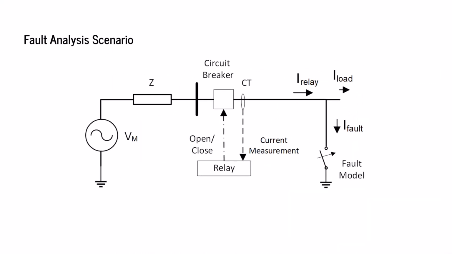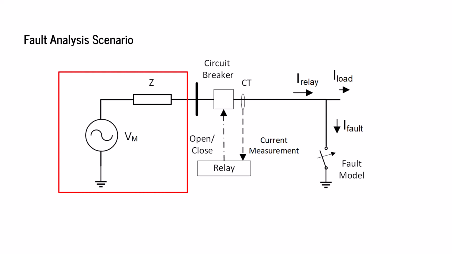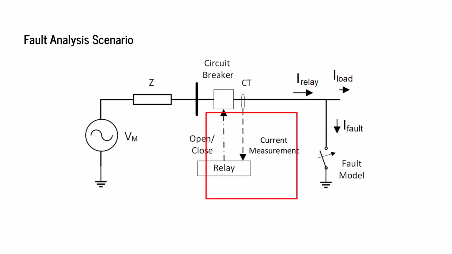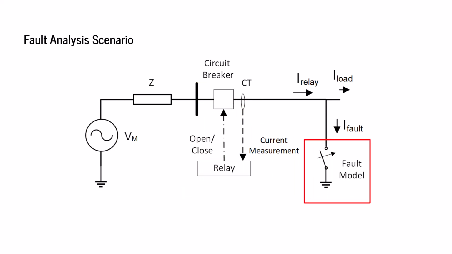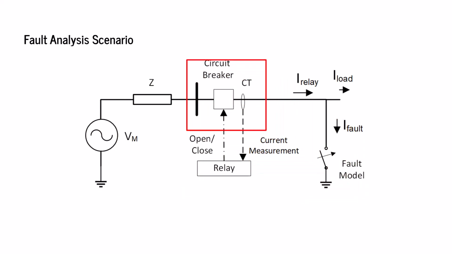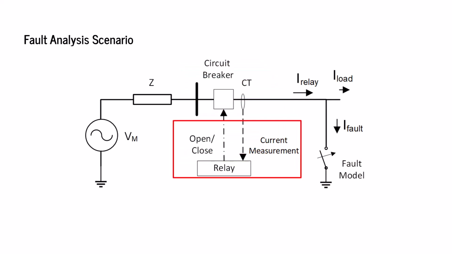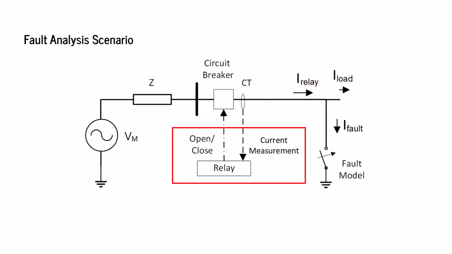The scenario we will be analyzing is a single source radial system with fault location as shown here. In this scenario, we have a power system with voltage source and source impedance, a single phase fault modeled by an ideal switch, a circuit breaker set up to clear a fault, and finally, a relay that monitors the breaker current, detects the fault, and sends open and close signals to the breaker.